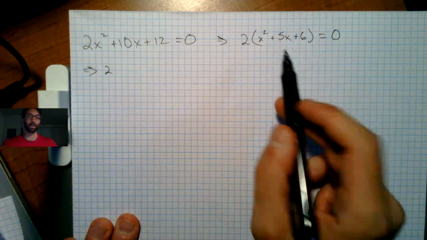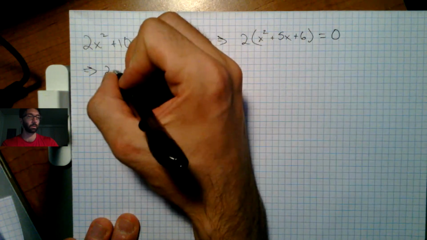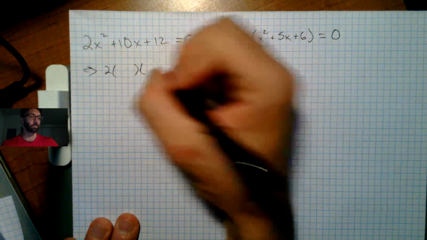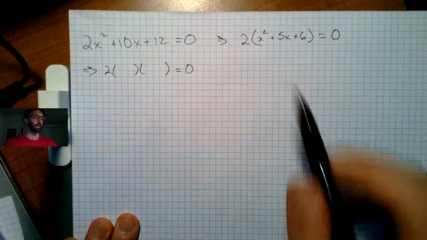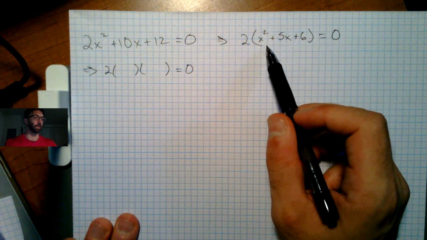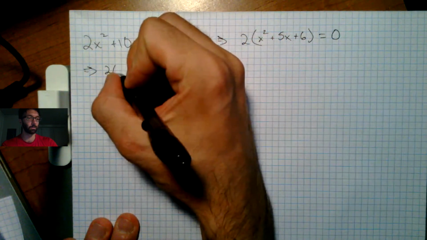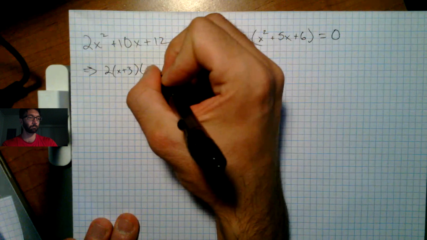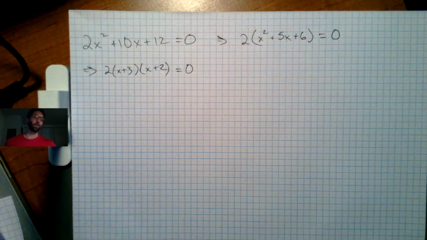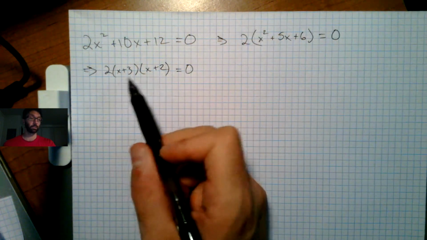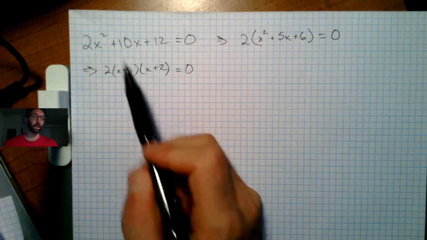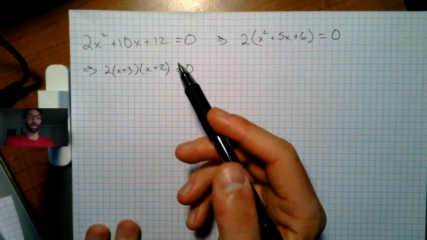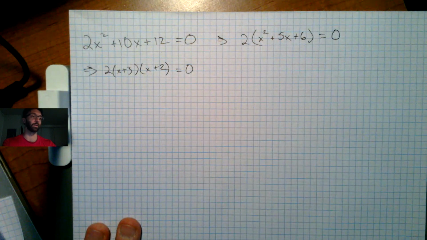Now I'm going to factor this trinomial into a product of 2 binomials. And this, of course, is just going to be x plus 3 and x plus 2. All right, now we have a fully factored quadratic trinomial. We started here, and now we're here, and now we can just use the zero product property.